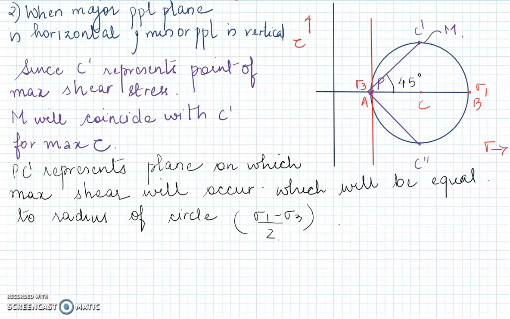Okay. So now we can conclude that shearing stresses on planes inclined at 90 degrees are equal but opposite in sign. Okay, so these stresses are called conjugate shearing stresses. So what you see on PC dash and PC double dash are called conjugate shearing stresses. And the maximum shearing stress is called principal shearing stress, which is equal to sigma 1 minus sigma 3 divided by 2.